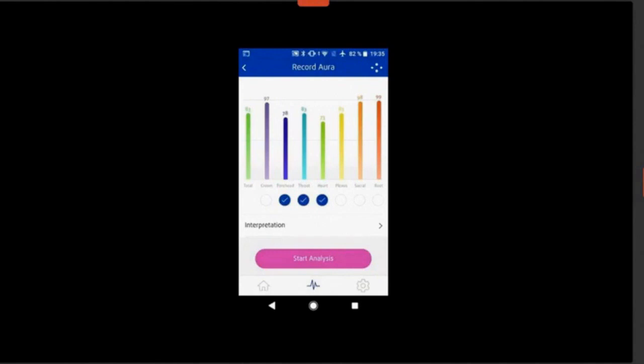Or throat chakra. Did I have a lot of communication today? Or was I able to communicate properly what I needed to my environment? Or forehead chakra, how strong is my power of thinking? Am I able to clearly proceed my line of thoughts like this?